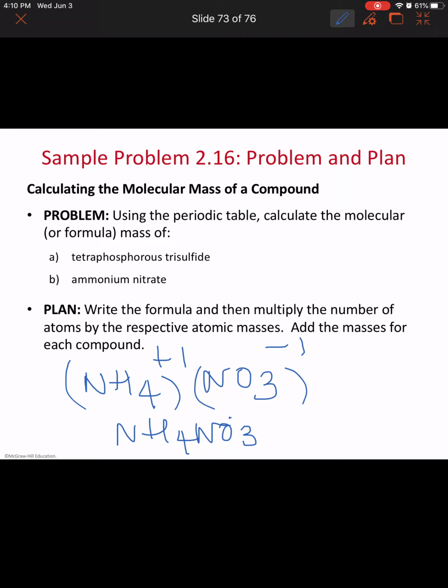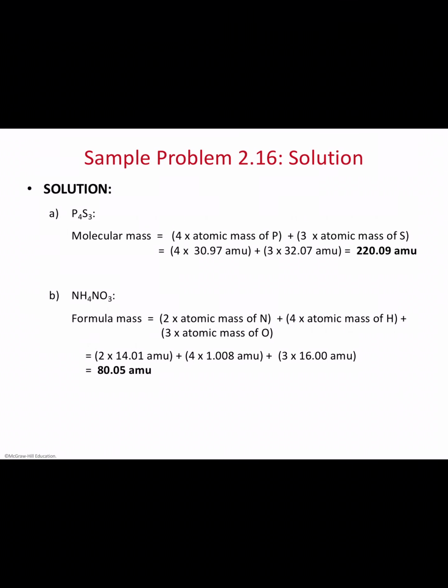So this is the formula, and in this formula there are 2 nitrogens, 4 hydrogens, and 3 oxygens, and you need to find their masses and add them together to find the formula mass. 2 times the atomic mass of nitrogen, 2 times 14, 4 times the mass of hydrogen, and 3 times the mass of oxygen. These masses you can find from the periodic table. And when you add up, you're going to get the formula mass of ammonium nitrate. It's not that hard.